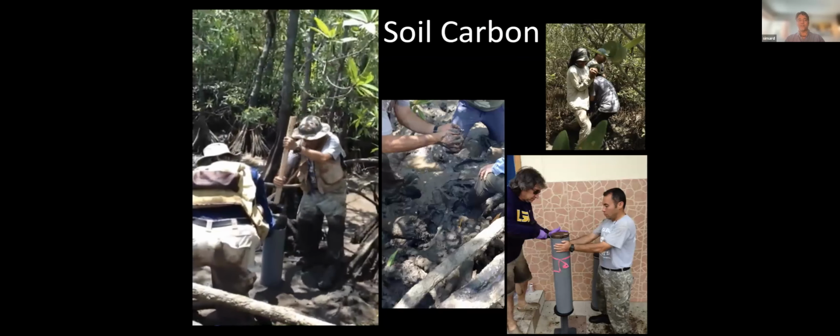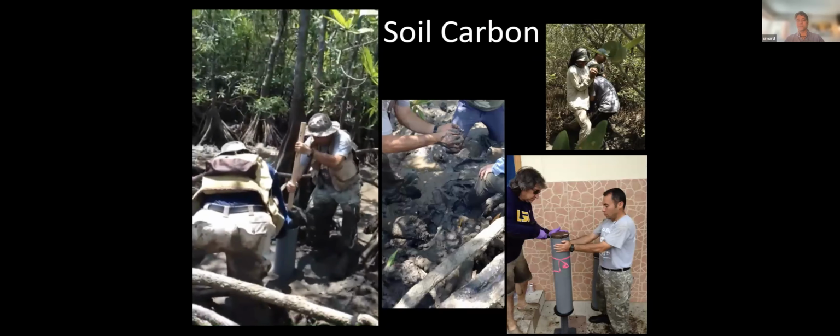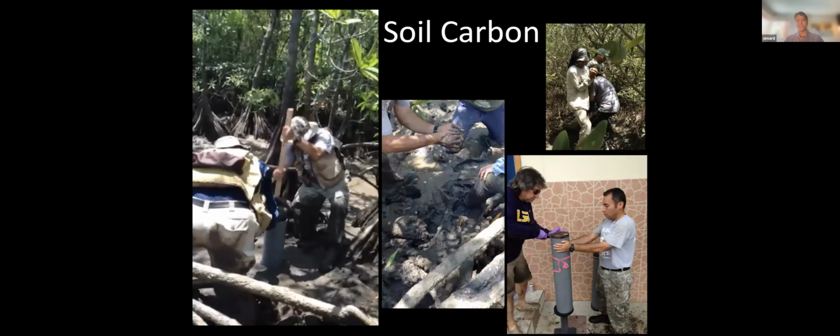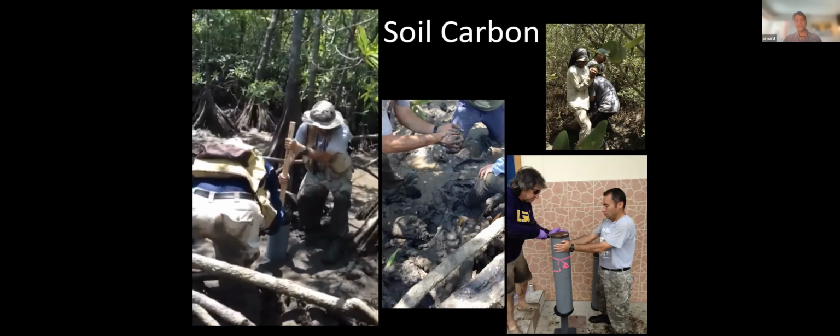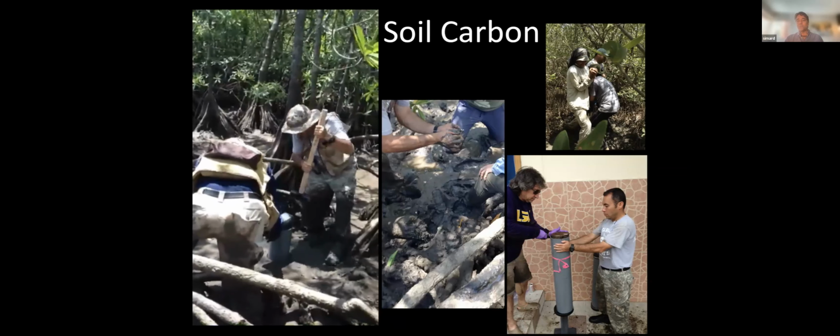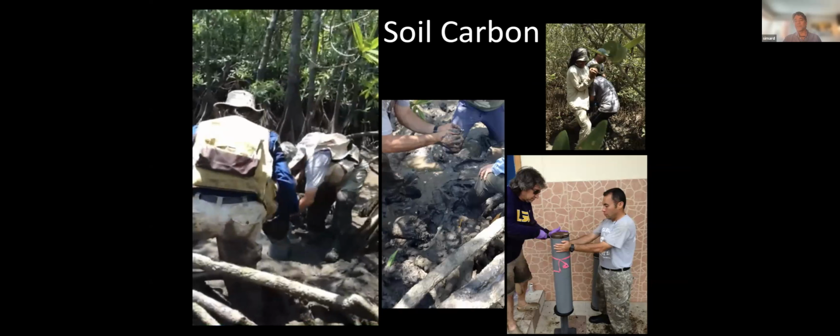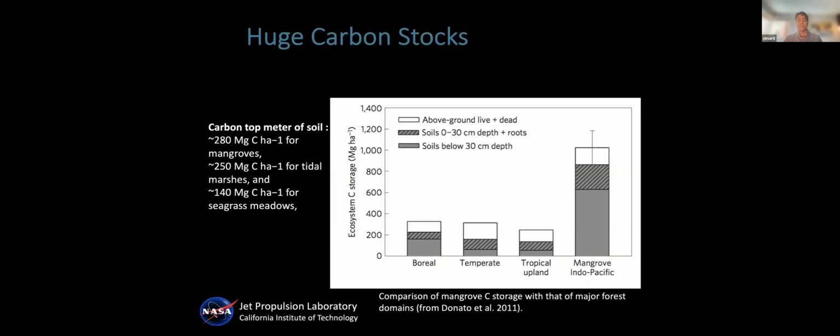We also made measurements of soil carbon, by inserting these large PVC pipes, extracting the cores and looking at the accumulation of sediments, but also the amount of carbon that is contained in the soil. So mangrove ecosystems, like I mentioned, are known for their large storage of carbon, but also accumulation. So here's a plot of one example of these measurements that show that mangroves have a lot more carbon than any other types of forest, including tropical forest.